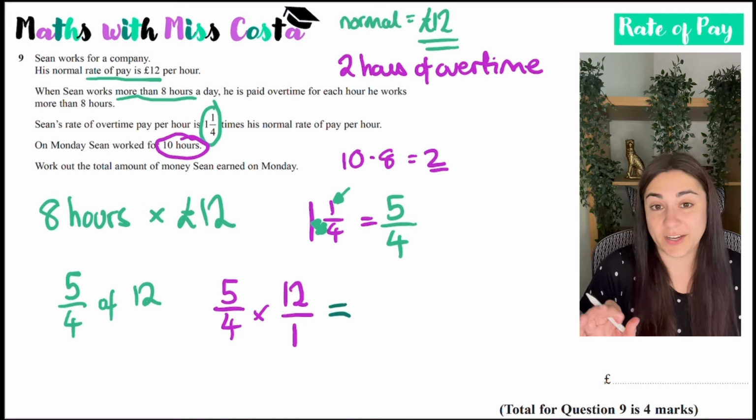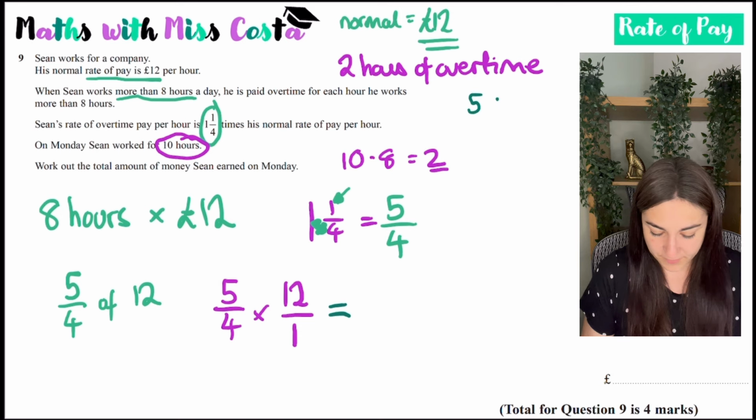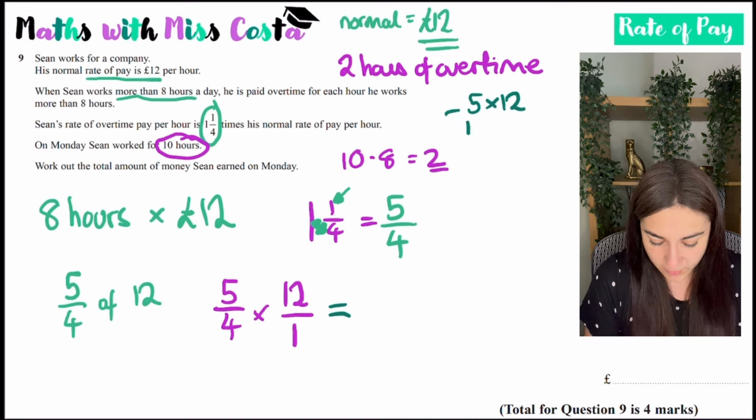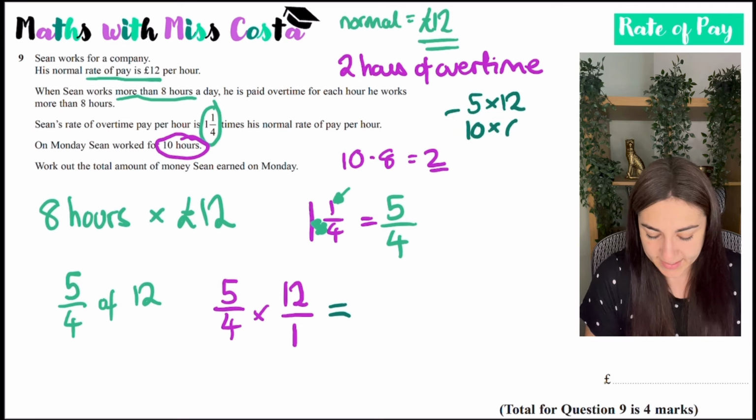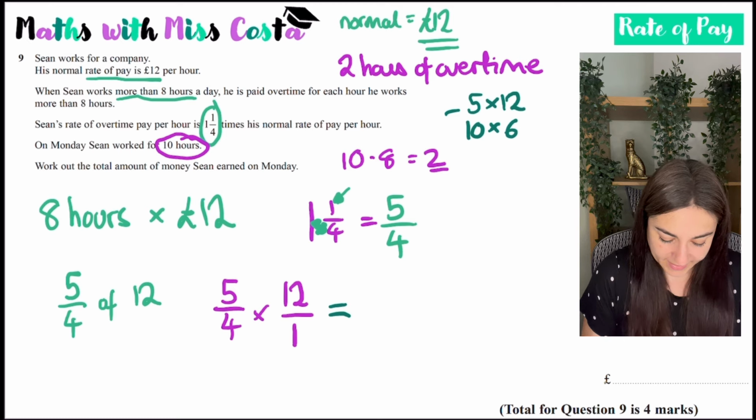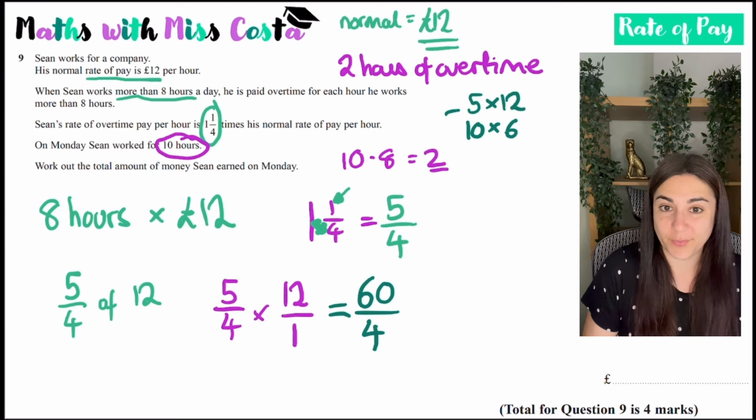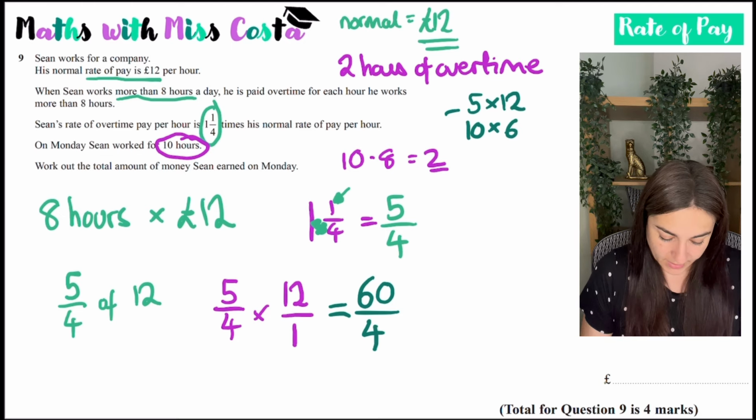So remember, we could do the doubling and the halving method if we wanted to. So 5 times 12, I could double this to turn it into 10 and halve this to turn it into 6. So that becomes 10 times 6, which is 60. And then 4 times 1 is 4. So then I'm left with 60 divided by 4.